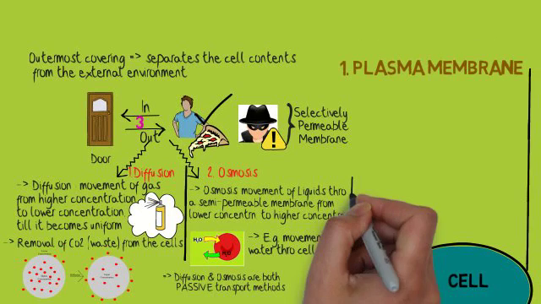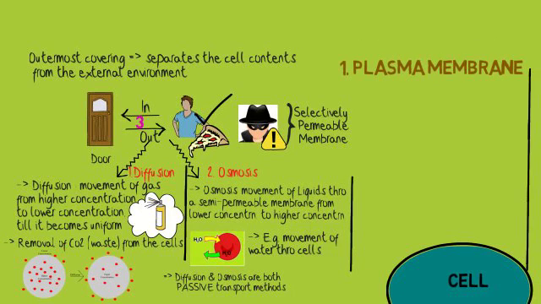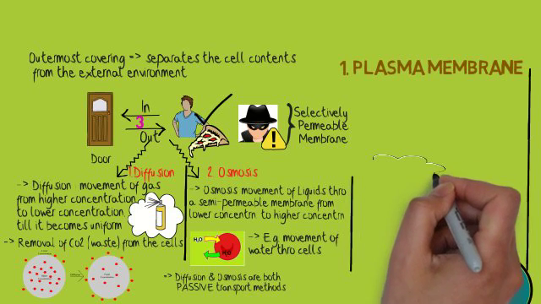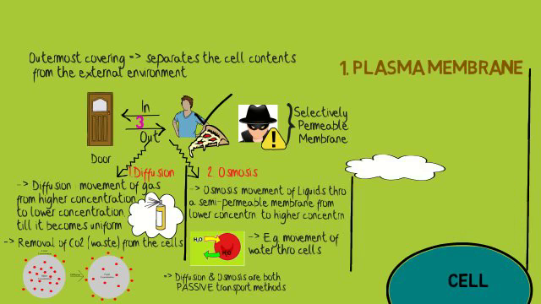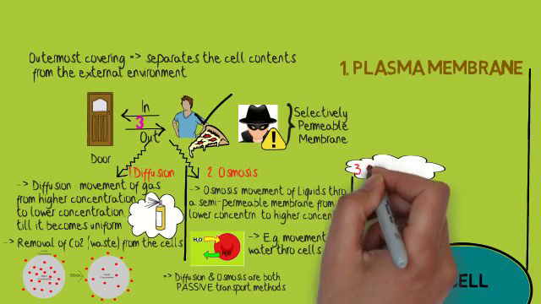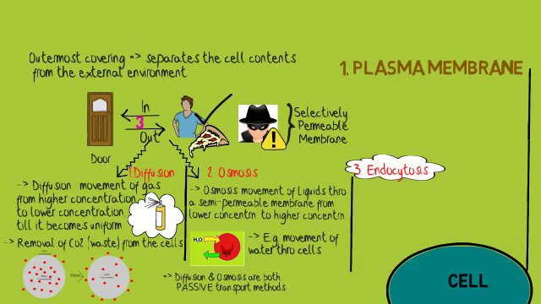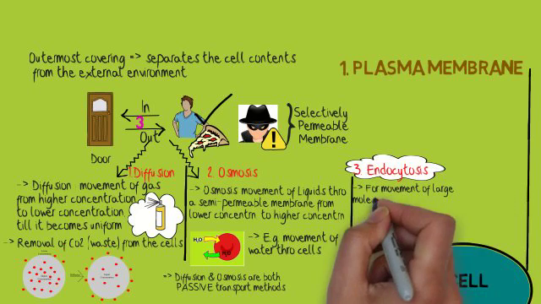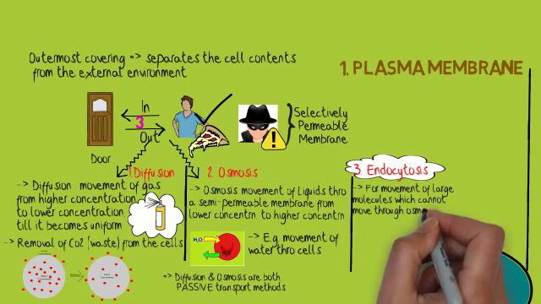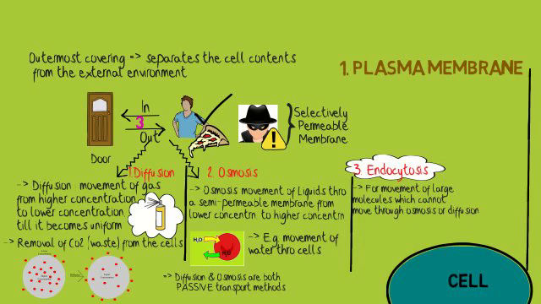But let's think for a minute. What can the cell do if it needs to inject a larger molecule which cannot pass through the membrane? We need something more than diffusion and osmosis, right? Yes, there is a third process called endocytosis, and it is used for the movement of large molecules which cannot move through osmosis or diffusion. So how does endocytosis work?